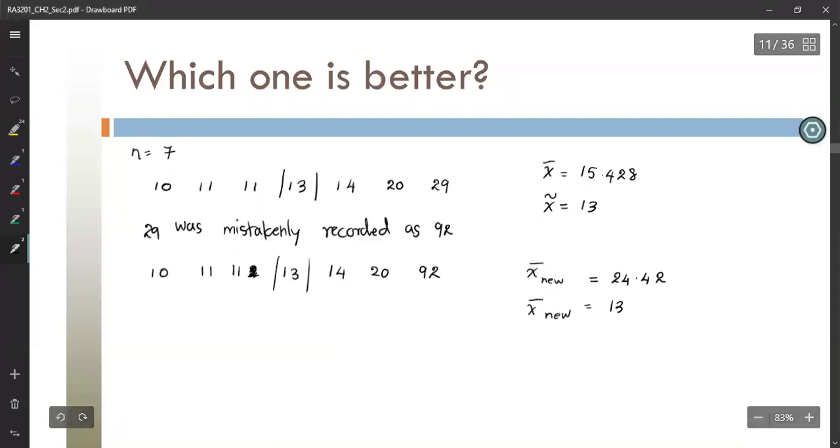Now compare your answers, the first one and the second one. What do you see? At the end of the observations, one observation became a very large number, right? Compared to 29, 92 is a much larger value. So the mean also increased. And look at the difference, 15 to 24, almost 10 units, right? 24.4, it's 9 units, almost 10. But the median remains the same, no harm at all.